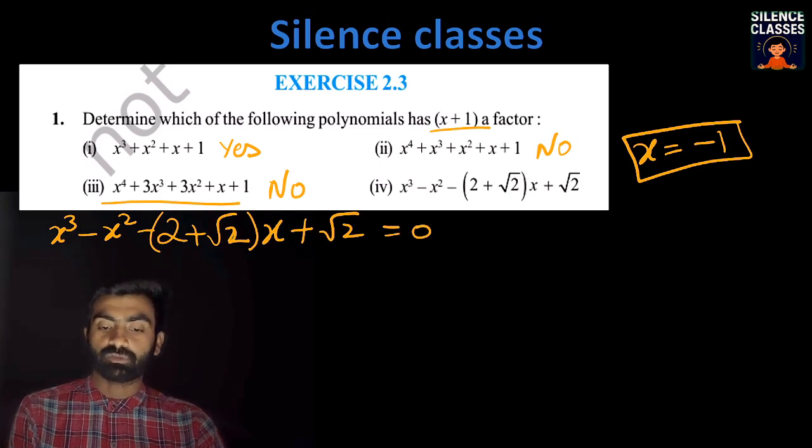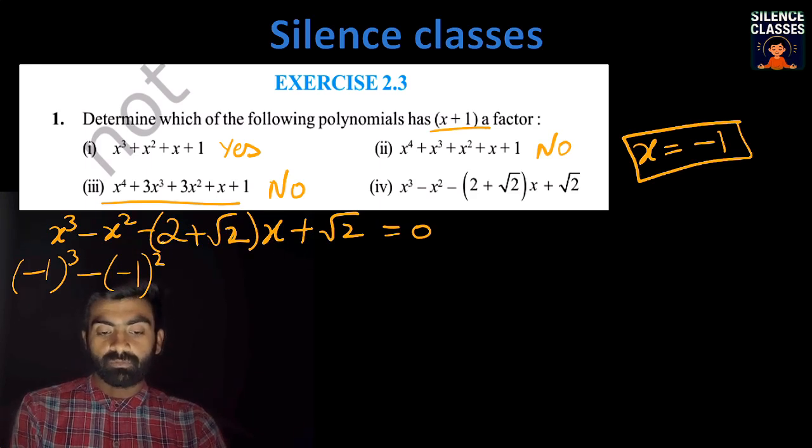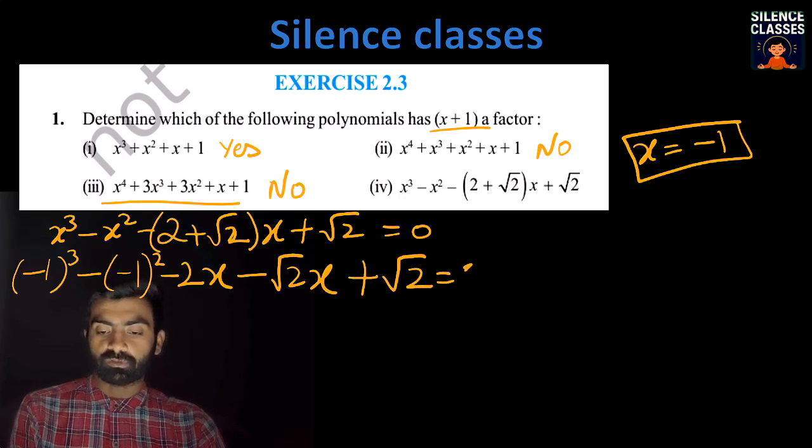We have to find out whether it is equal to 0 or not, if I put the value of x as minus 1. So we will get minus 1 to the power cube minus minus 1 to the power square. Once we open the bracket, this x will multiply by this, and minus will also multiply by this. So we have to multiply these two numbers. Minus multiplied by 2 will become minus 2, and x multiplied by 2 will become 2x, so minus 2x, minus plus will become minus, and root 2 multiplied by x will become root 2 x, plus root 2 is equal to 0.